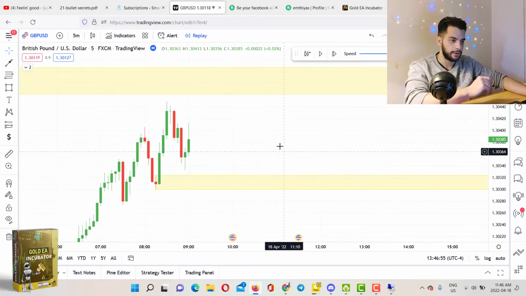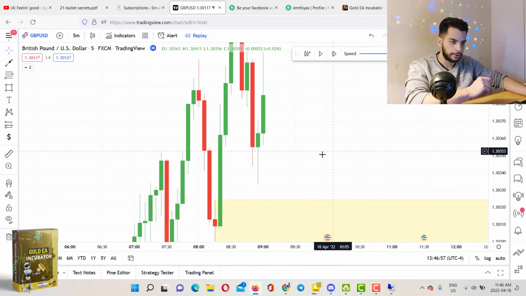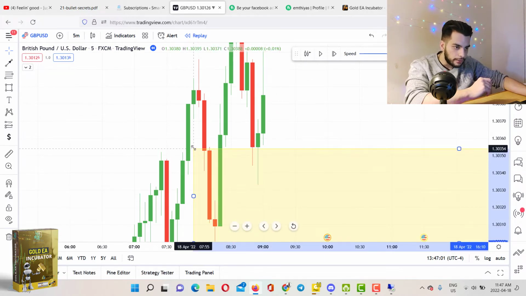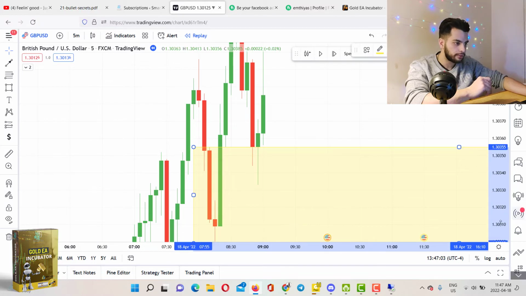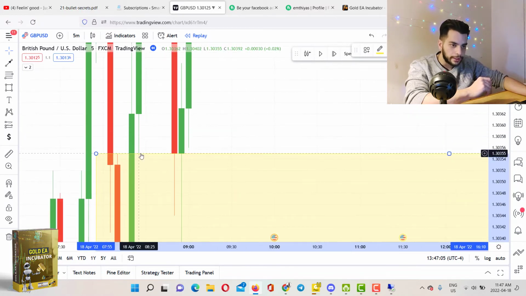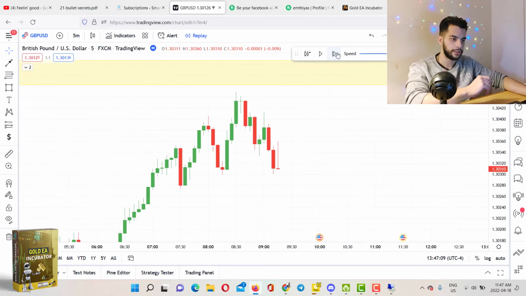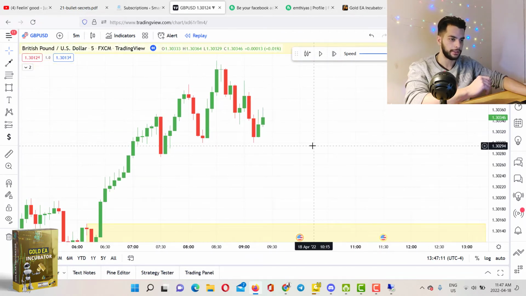Look at this, guys. If I zoom in, this is not tapped into. So I'm trying to see if I really zoom in. Yeah, it actually tapped into this level. So that's why I'm not going to take this trade, because it literally came down and made it invalid.